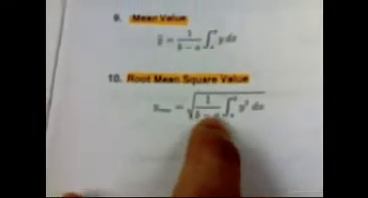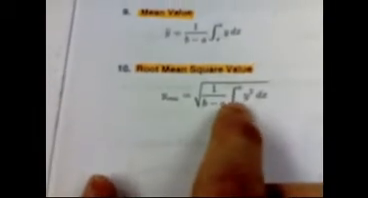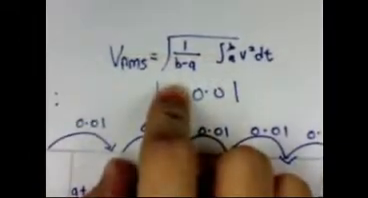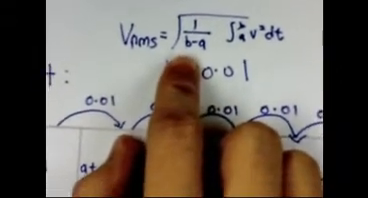By Simpson's rule, we have to find the RMS value of the voltage over the half cycle. What is the RMS value? RMS refers to the root mean square value, which is y RMS equals the square root of 1 over b minus a, integral from a to b of y squared dx. And over here, the y we have to change to v, because we are finding the voltage. And the dx we have to change to dt, because voltage varies with time.